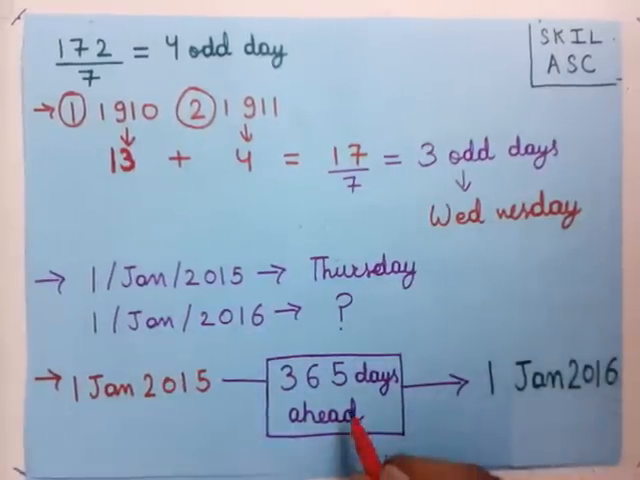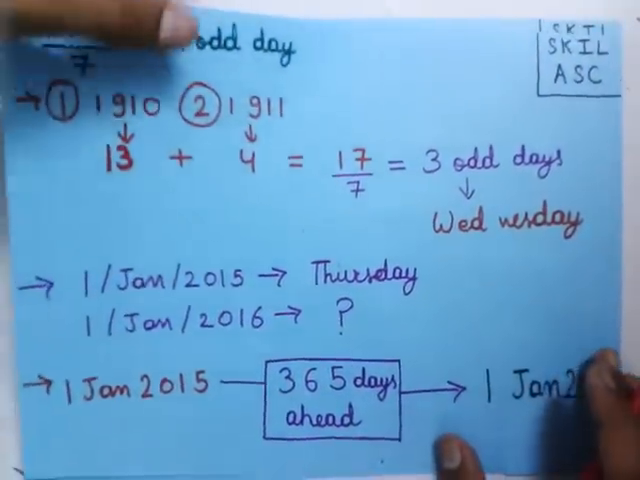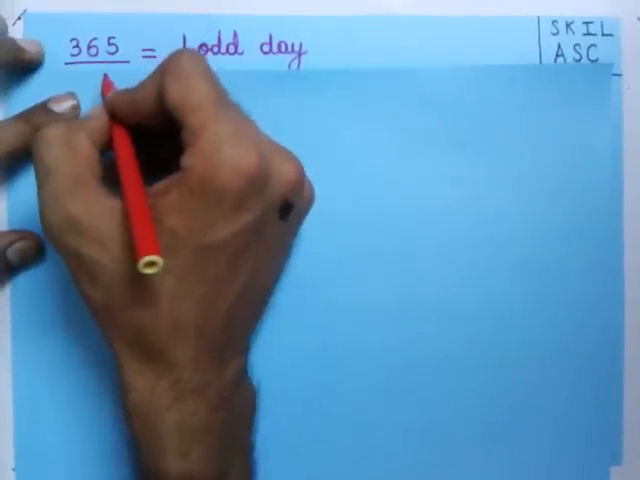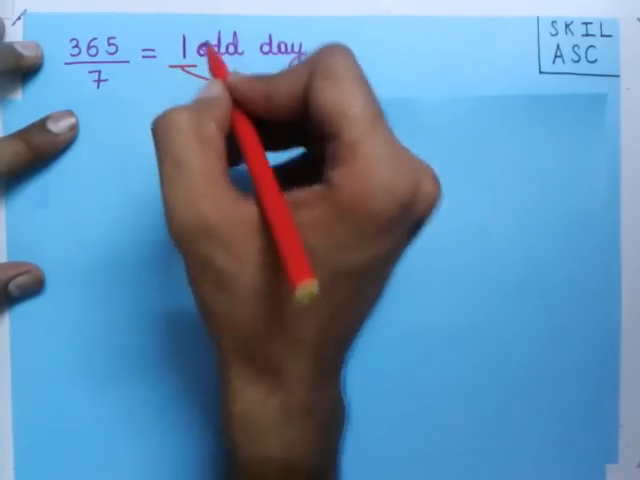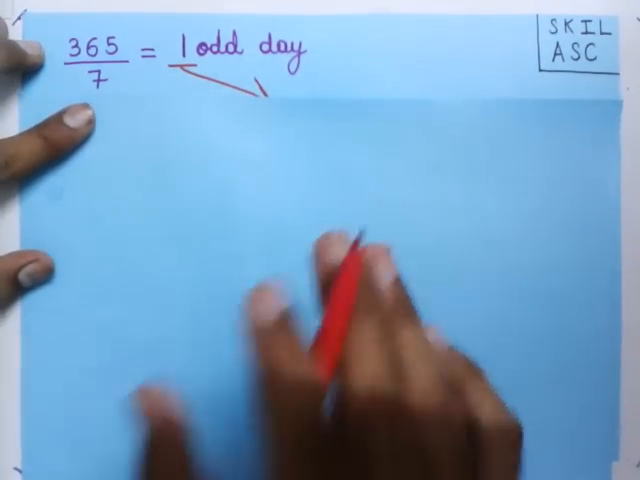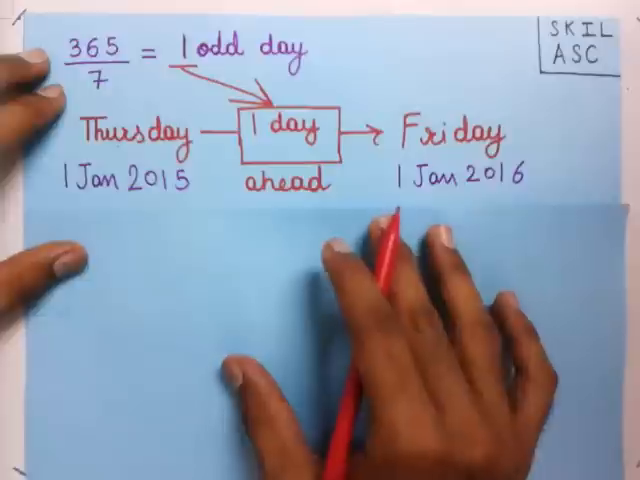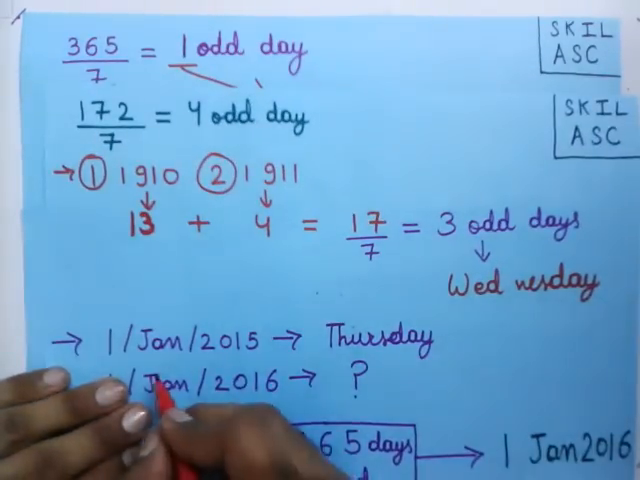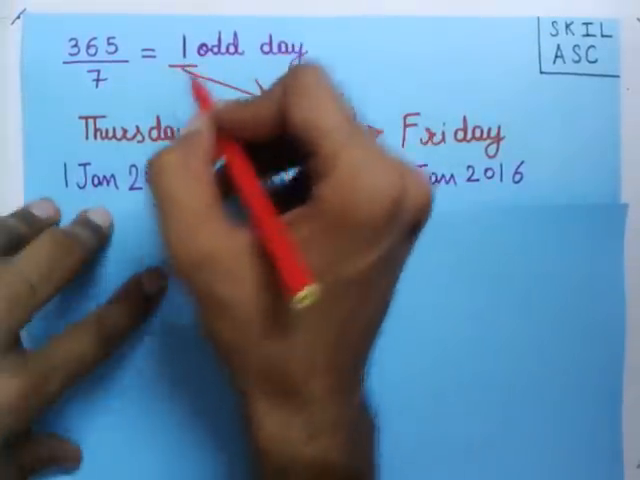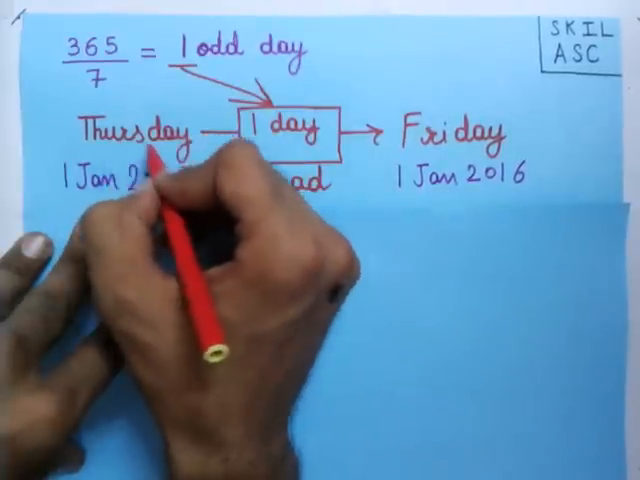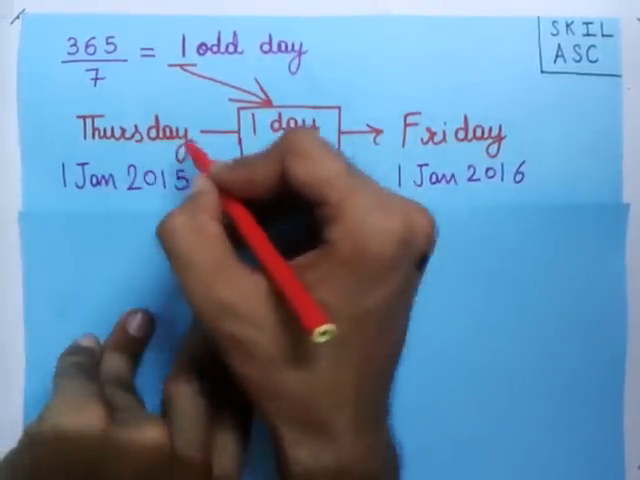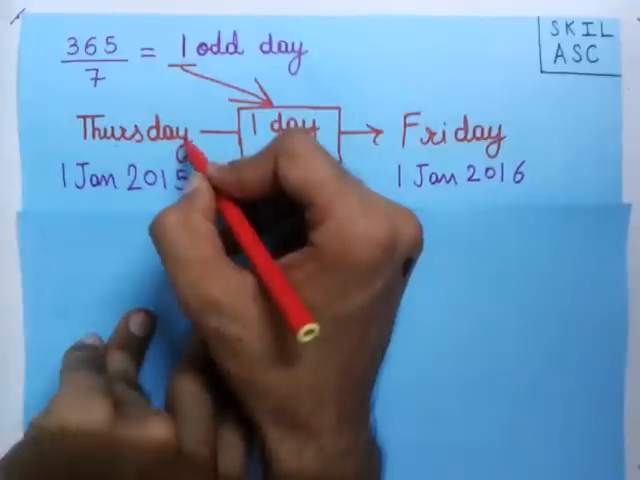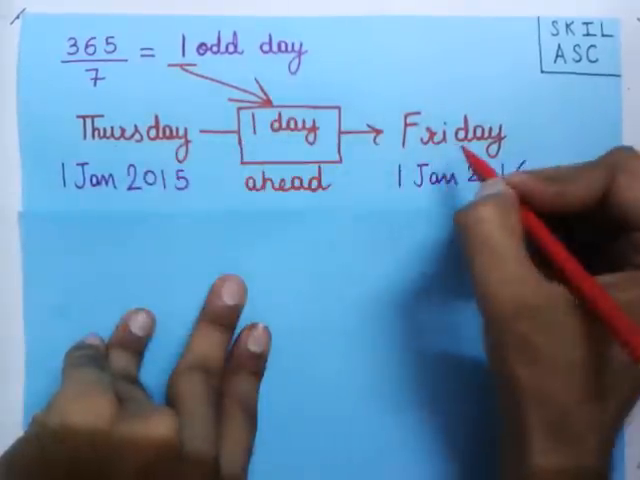So once we find the number of days, that is 365 days, what we have to do is divide this 365 by 7, and then you will find 1 as the remainder. That will be the number of odd days. Now, we are given that 1st January of 2015 is Thursday. Since the number of odd days is 1, we go 1 day ahead of this Thursday. We will find the day which is 1 day after Thursday will be Friday.